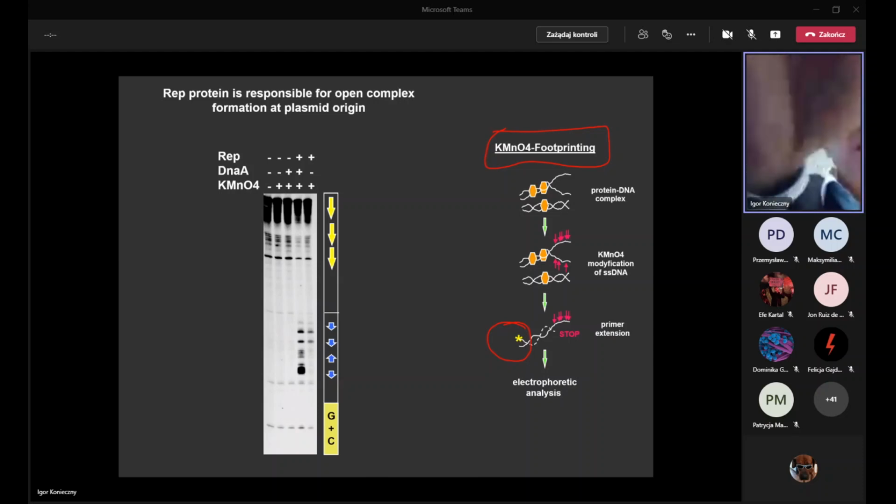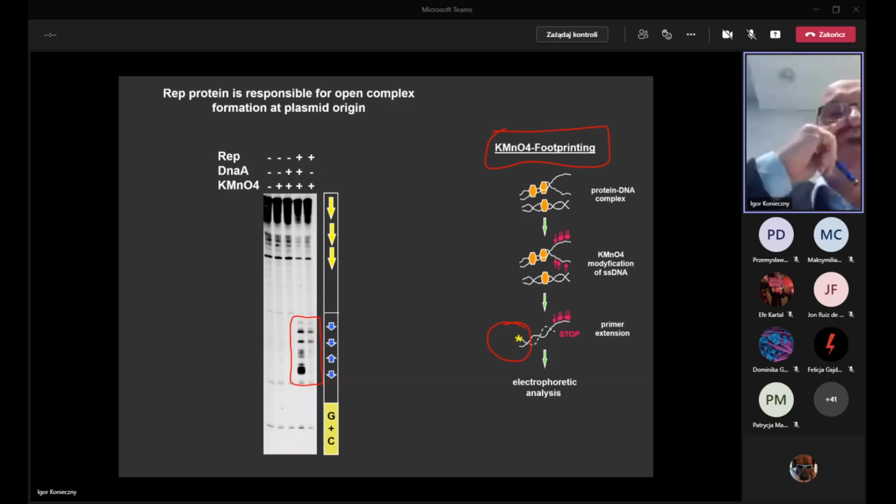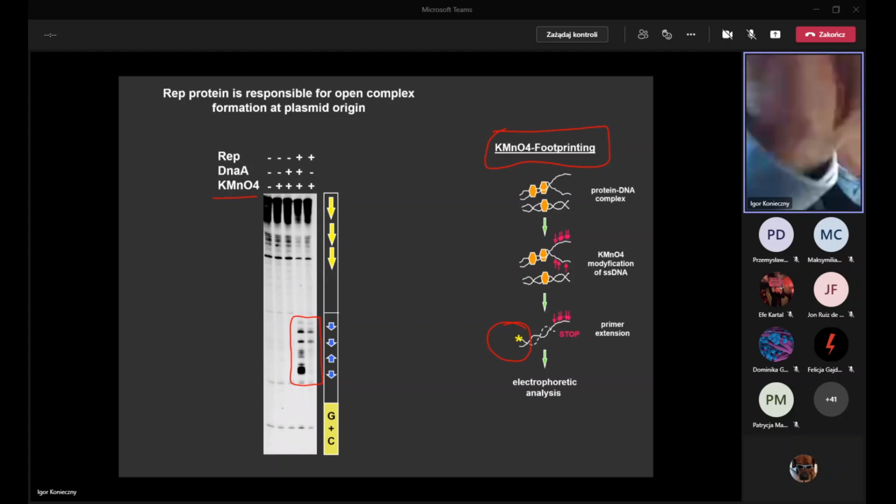And you can see that these are those fragments which have been modified by potassium permanganate, and then the extension was stopped at those positions. And we have different compositions of the reaction with potassium permanganate, and we have the presence of REP and the presence of DnaA. So when you look at the reaction with, I should look at this.